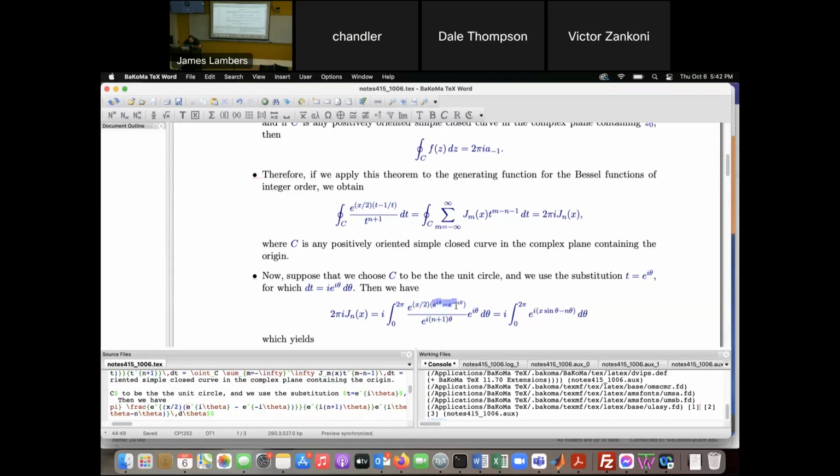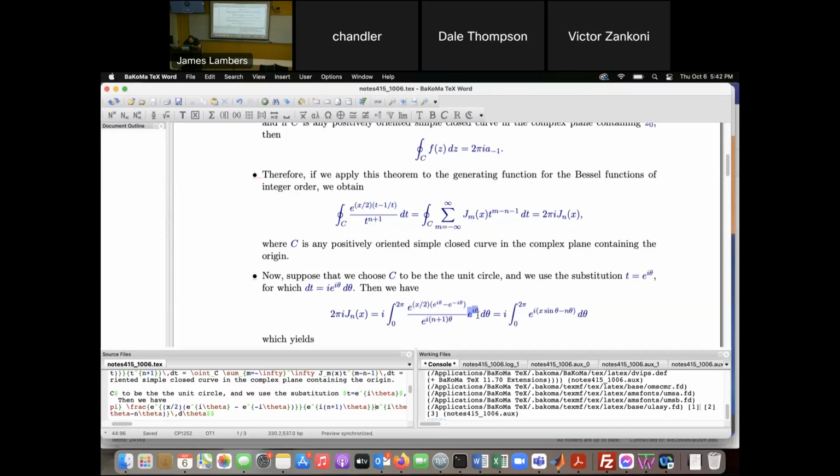But then this difference of exponentials right here, e to the i theta minus e to the minus i theta, that's the same as 2i sine theta. So the 2's will cancel. So then I'm left with e to the i x sine theta from a numerator.